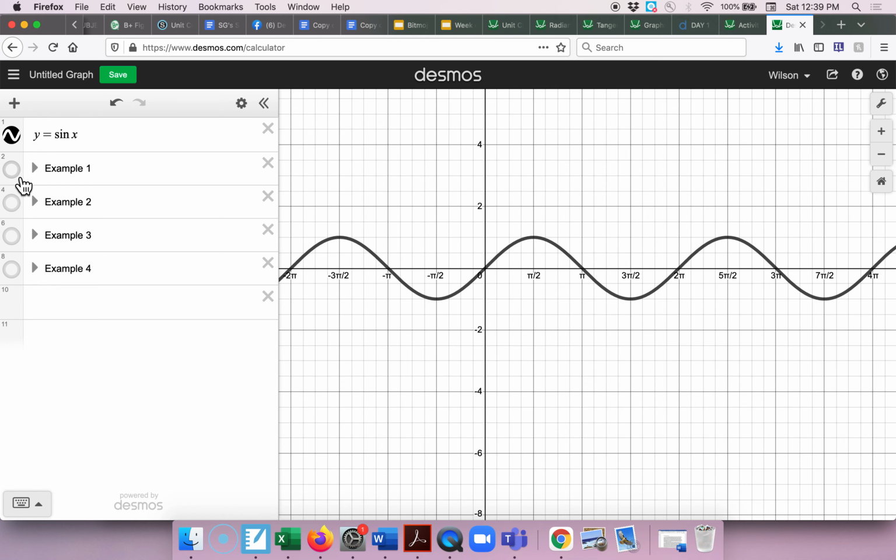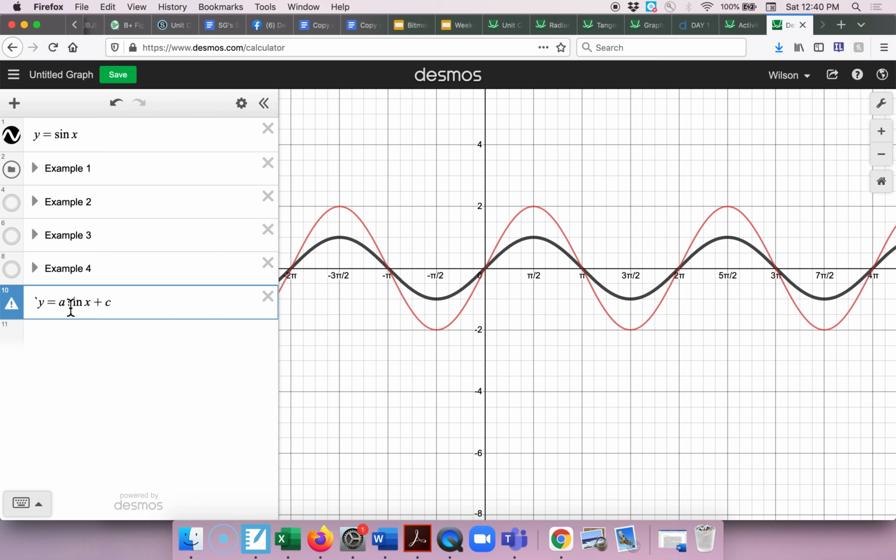So let's look at example 1. How would we write the equation for this graph? Okay, so all of our equations are going to be in the form of y equals a sine x plus c, right? And we need to figure out what a and c are. Remember that a is the amplitude and c is our vertical shift or our vertical displacement.